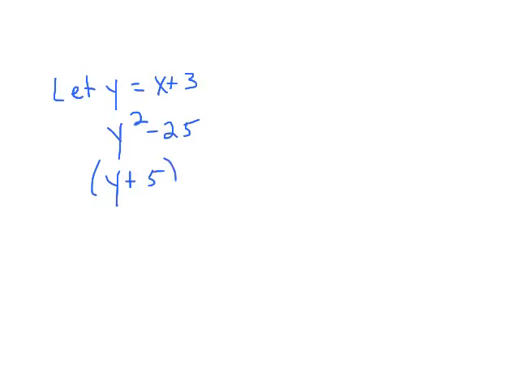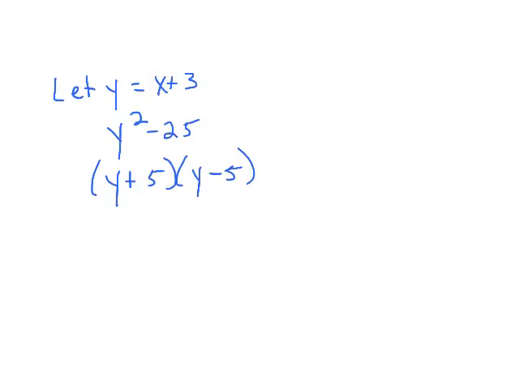So we'll do one more example like this. Here we have x plus 3 quantity squared minus 25. You could multiply that out and simplify it and then factor it, but since x plus 3 is an algebraic expression, I can let y be equal to that, and then I have y squared minus 25, which factors into a difference of squares.